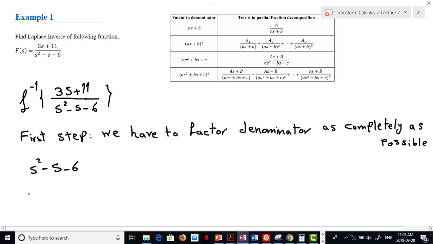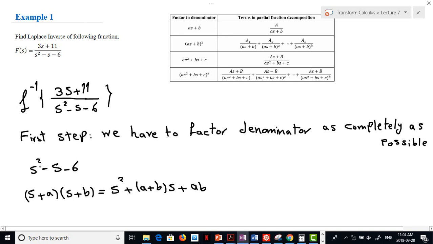You remember that for finding the roots of s squared minus s minus 6, or factoring this, in the past we had, if we have s plus a times s plus b, and if I expand it, it's equal to s squared plus a plus b times s plus ab.